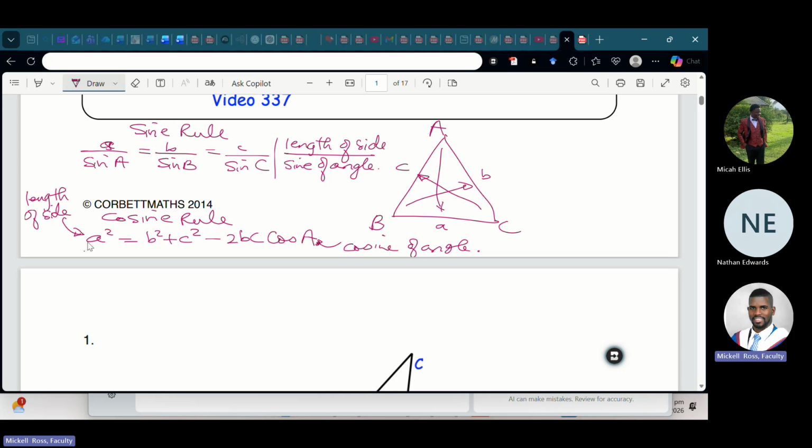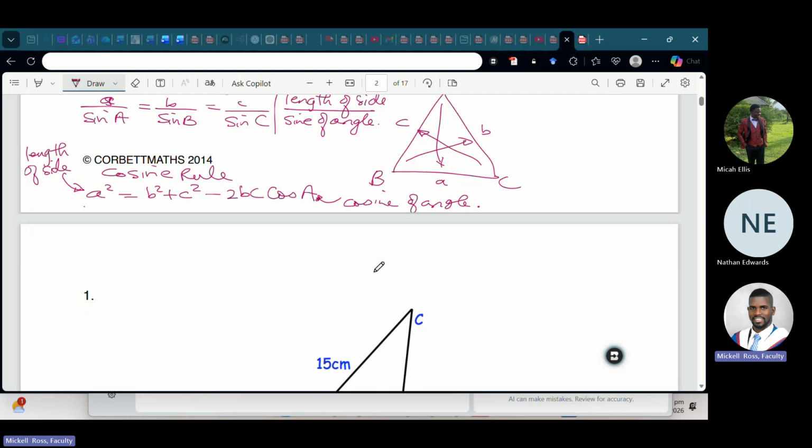So notice we start with side A, but we end with angle A. So if you start with side B, you have to end with angle B. If you start with side C, you have to end with angle C. So any side you start with, you have to end with the angle that is opposite to that side. All right, let's look at this, please.